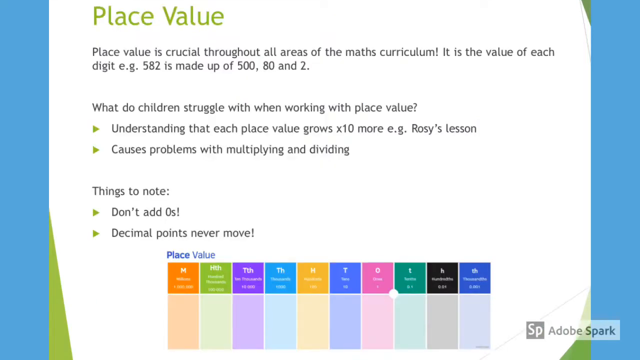So when it comes to teaching maths, we always start with place value. Place value is so critical around all areas of the maths curriculum. It's the value of each digit. For example, 582 is made up of 500, 80 and 2.